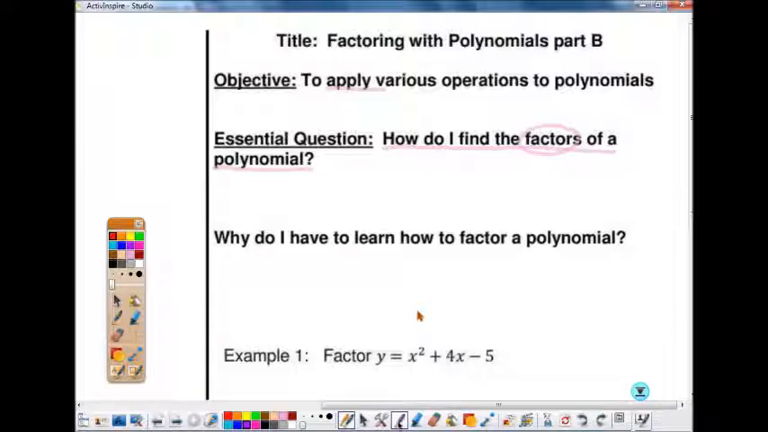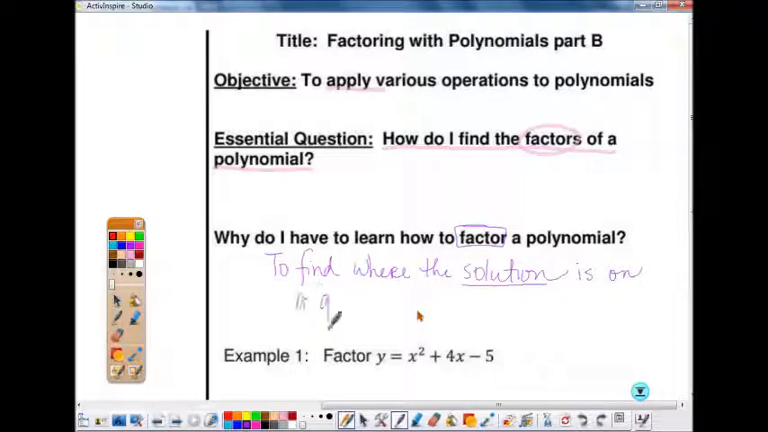We learn to factor a polynomial because it actually shows us where the solution is. So let's write that down. And we're looking specifically for a solution that is on a graph. So let's look at what this really means. Let's look at example 1.